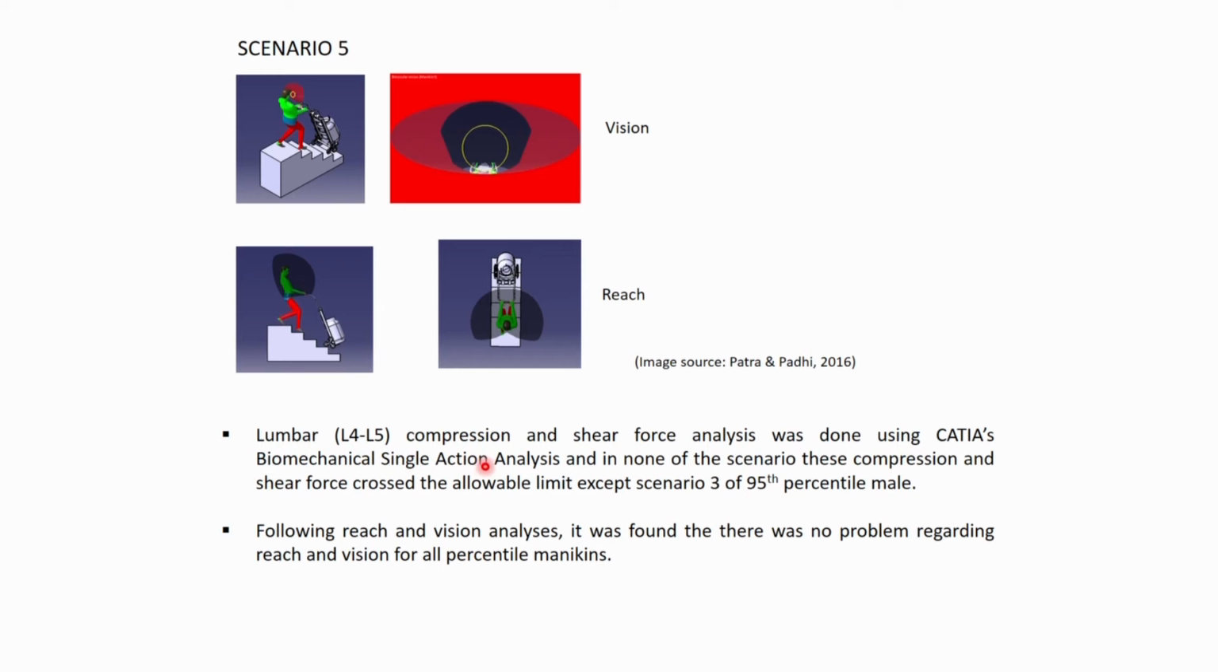Lumbar L4 L5 compression and shear force analysis was done using CATIA's biomechanical single analysis, and in none of these scenarios did the compression and shear force cross the allowable limit, except in scenario 3 as we discussed in an earlier slide. Following reach and vision analysis, it was found that there was no problem related to reach and vision for all percentile mannequins.